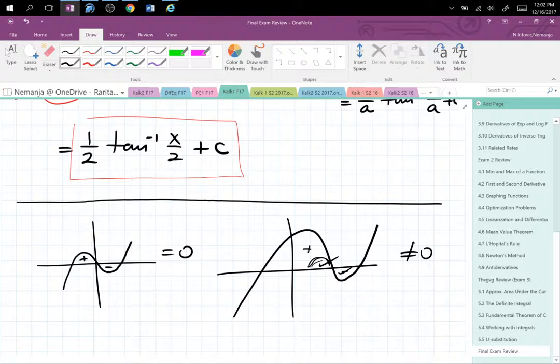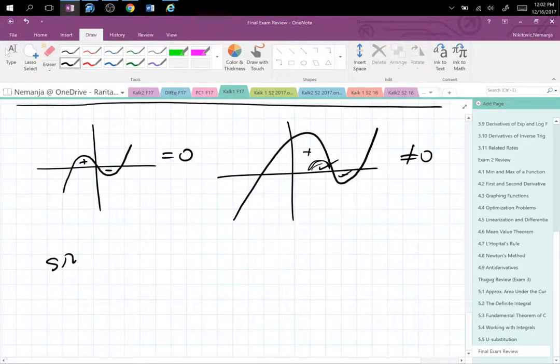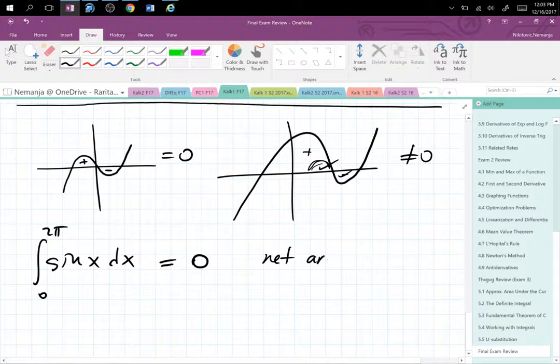If they say area under the curve, well, then you have to play the game of what dips below where and then make the absolute values and all that kind of stuff. Right? So the integral of sine of x dx between 0 and 2 pi is equal to 0. Now, you can interpret this question in two different ways. You can say net area, or you can say value of the definite integral, right? So that's the way.